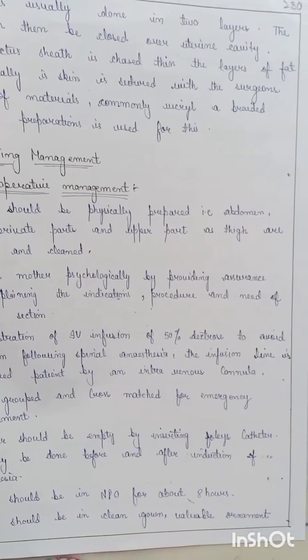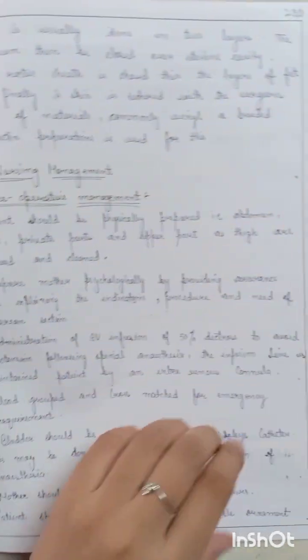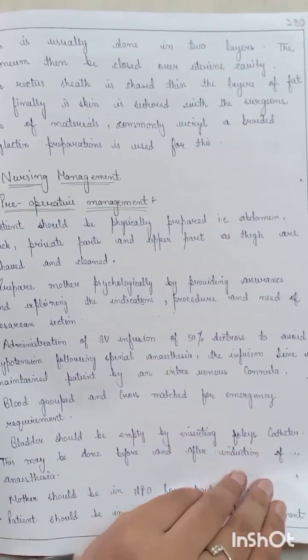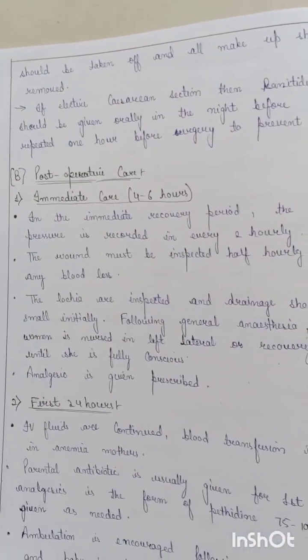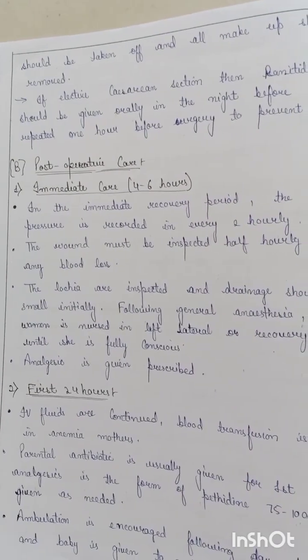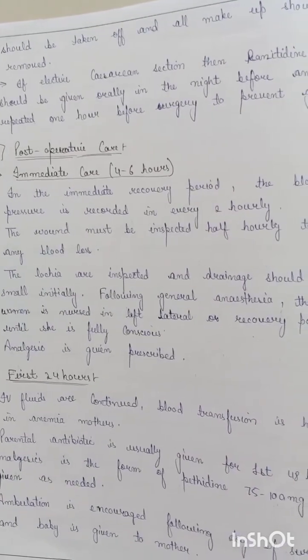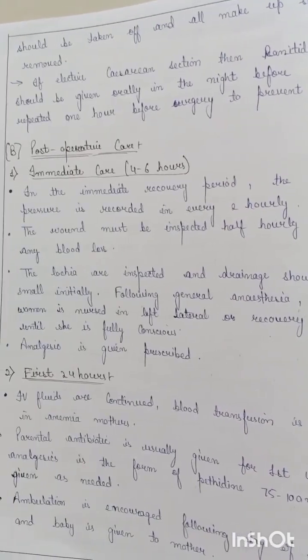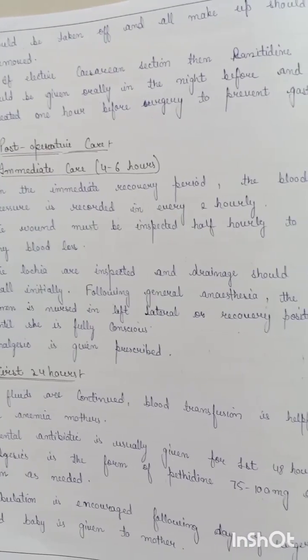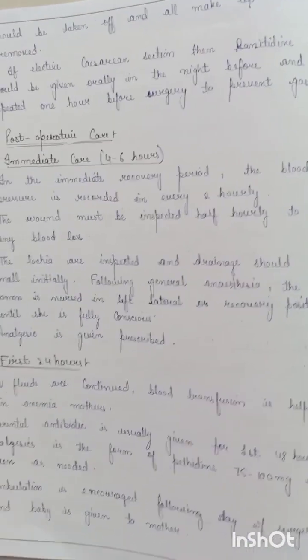Valuable ornaments should be taken off and all makeup should be removed. If elective cesarean section, then ranitidine 150 mg should be given orally the night before and repeated 1 hour before surgery to prevent gastric acidity.